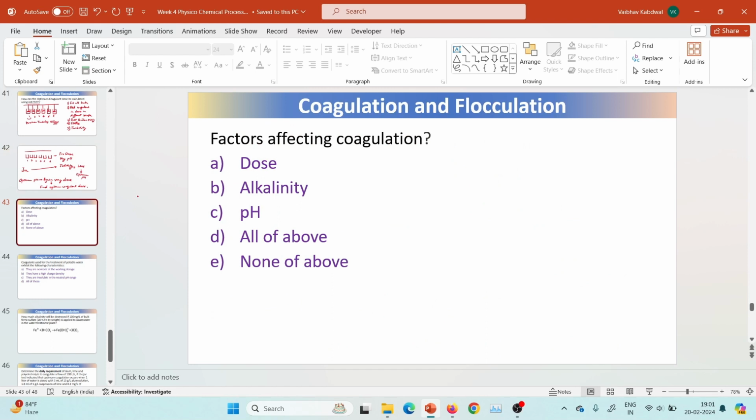Now, factors affecting coagulation. What are the factors which can affect coagulation? Can dose affect the coagulation? Yes, as we studied, if the dose is more, it can cause charge reversal. If alkalinity is present, because alkalinity is consumed by alum, it can affect the coagulation. pH can also affect the coagulation. So all of the above is the correct answer.